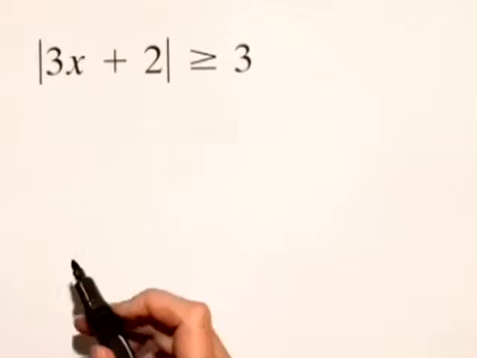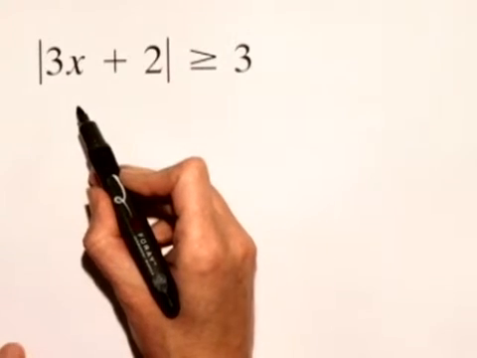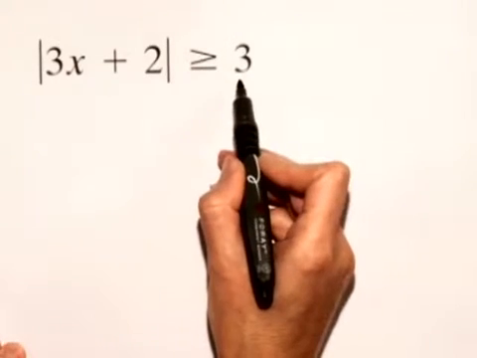We're going to solve an absolute value inequality. After we solve it, we'll write the solution set in interval notation and graph it on a number line. So we have the absolute value of 3x plus 2 is greater than or equal to 3.